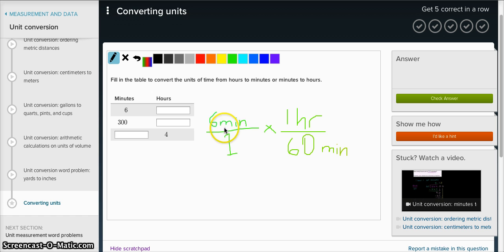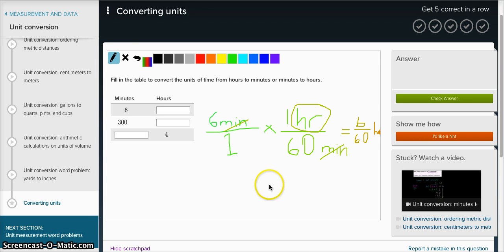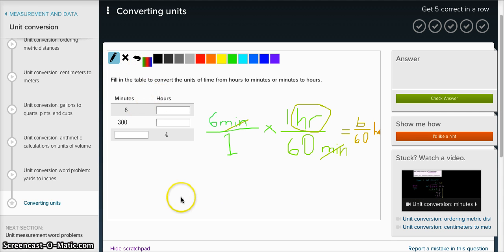Since there's minutes on the top and minutes on the bottom, the minutes will cancel out, and I'm just left with hours as my unit now. Because if there's the same thing on top and bottom, they cancel out. So now I know that 6 minutes times this, which is just equal to 1, equals 6 over 60 hours. If I plug that into a calculator, or just do it in my head, I know that 6 divided by 60 is 0.1.